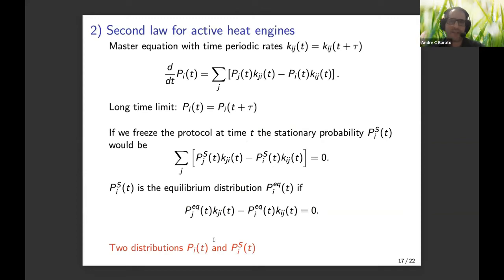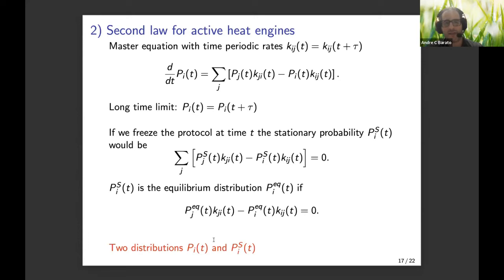Since it's a periodically driven system, your transition rates are going to be time dependent, and they will be periodic in time with a period tau. Tau would be the period of the engine, right? If your temperature and energy depend periodically on time, then that's how your transition rates should depend. Now, if I look at a master equation like this, there's a long time limit solution. And this long time limit solution is also going to be periodic in time, right? I could call this the periodic steady state. Some people call it this name. P of t here denotes the long time solution of this equation, which will also be periodic in time with a period tau, okay?